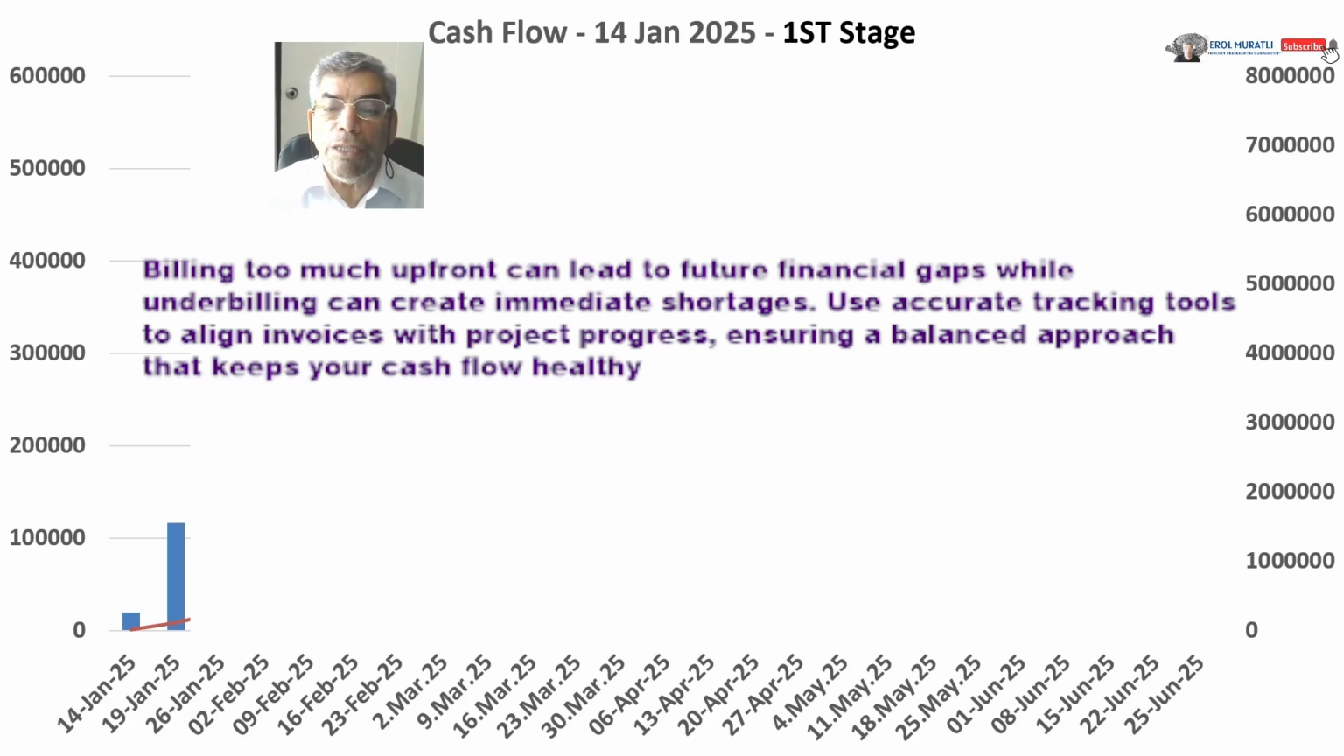Billing too much upfront can lead to future financial gaps, while underbilling can create immediate shortages. Use accurate tracking tools to align invoices with project progress, ensuring a balanced approach that keeps your cash flow healthy.